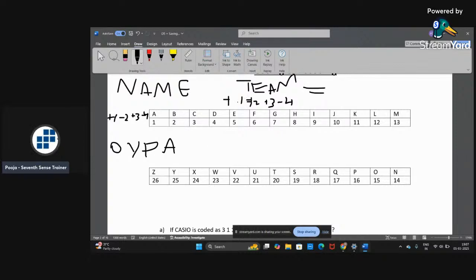After T, what we have to do? Plus 1 we have to add. After T, it is U, right? For E, you have to do minus 2. E minus 2 is C. For A, it is plus 3: 1, 2, 3. Plus 3 means it is D. For M, it is minus 4: 1, 2, 3, 4. This will be your answer. TEAM is coded as UCDI.